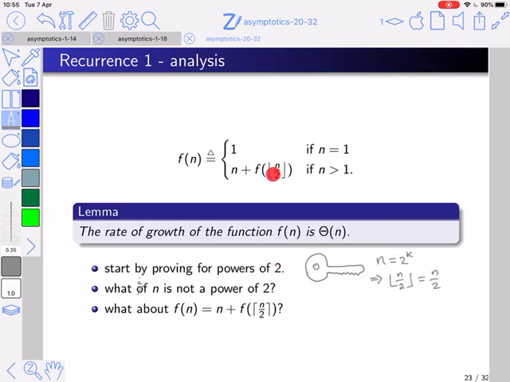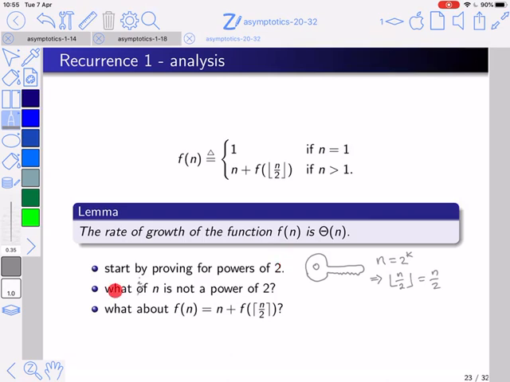It's because of this floor function. It's a very annoying function, and we want to ignore it. And in fact, we can, because if n is a power of 2, then n is even, and then the floor of n divided by 2 is n divided by 2. And when you recurse, you will do n divided by 4, n divided by 8, and so on. And because n is a power of 2, the floor function will never be important. So that's the reason we focus on powers of 2 in the first part of the proof.